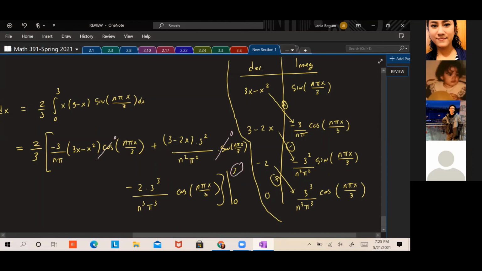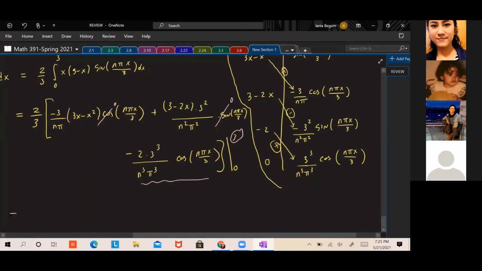And what about the bottom one? Will that survive? We're looking at the third one. Yes, I will. So we have only the third term surviving when you plug in the upper limit. So we have 2/3 in the front, and negative 2 times 3 cubed over n cubed pi cubed times cosine of n pi, because x is 3, so that 3 cancels out.